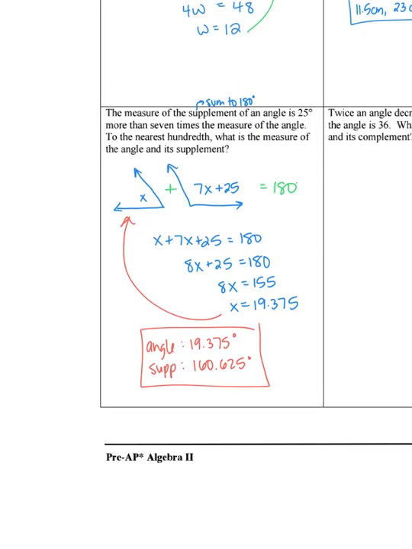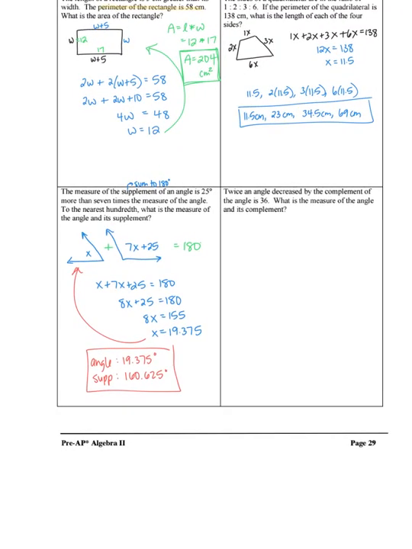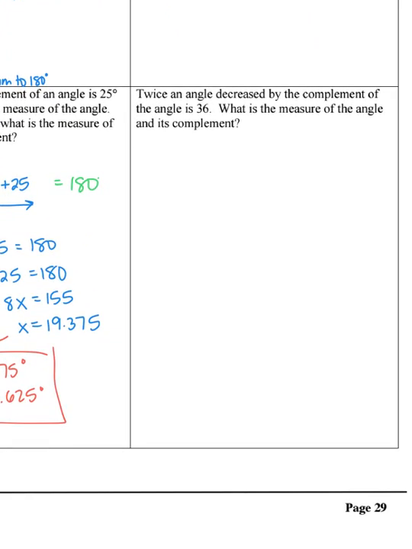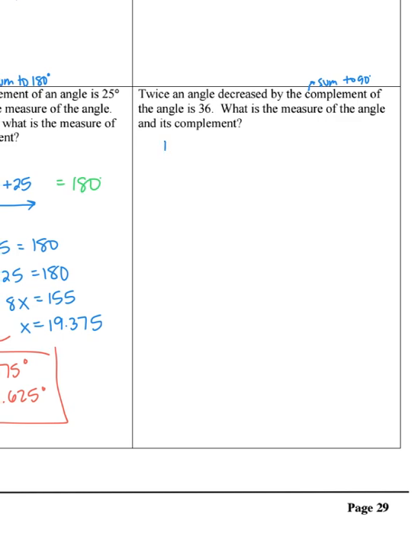And our very last question asks you about complements. Different than supplements, complements sum to 90 degrees. And it says twice an angle decreased by the complement of the angle is 36. So if I have twice an angle, once again, if we want to think about two complementary angles, visually they add to that right angle, so they make 90 degrees. We'll put them adjacent this time.